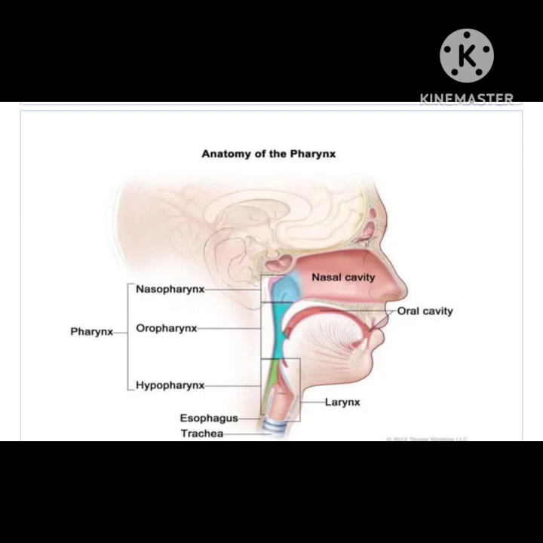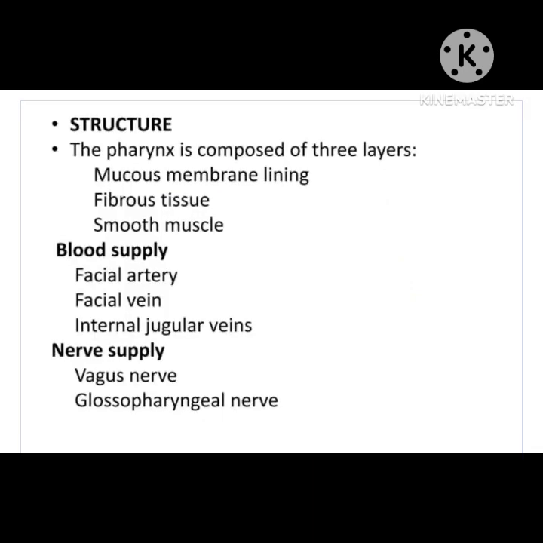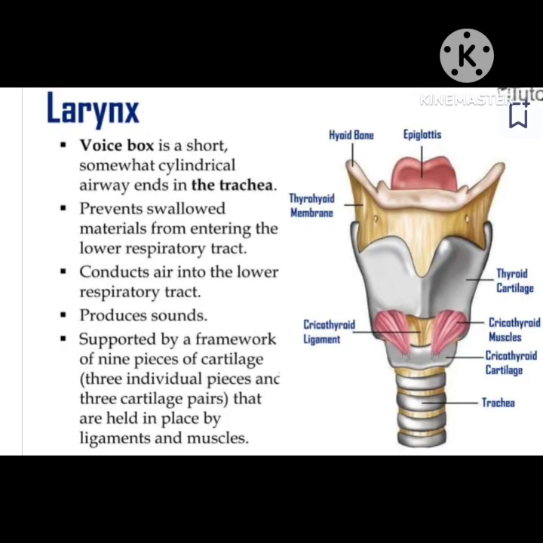Next is the structure. The pharynx is composed of three layers: mucous membrane lining, fibrous tissue and smooth muscles. Blood is supplied through the facial artery and facial vein, and nerve supply is from the vagus and glossopharyngeal nerves.